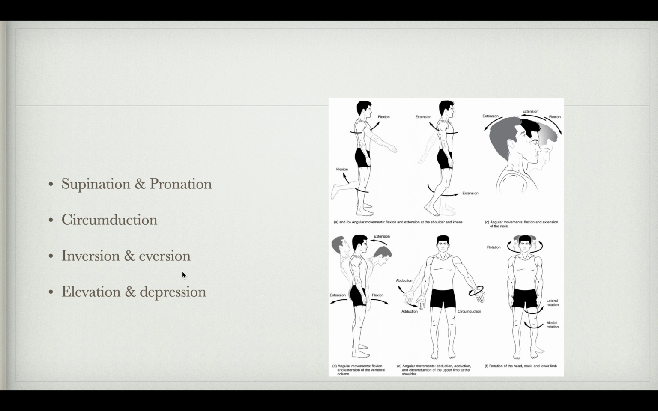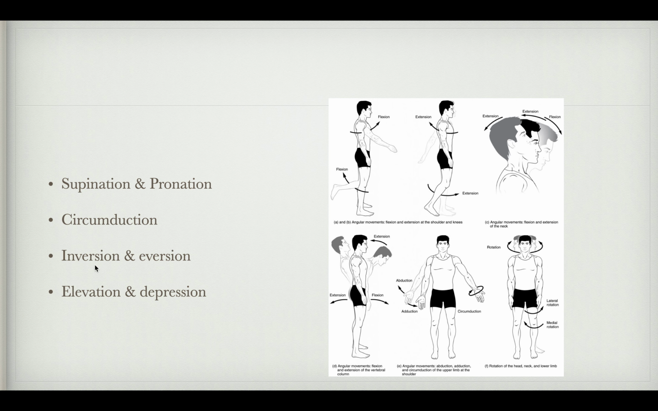More important motions are supination and pronation. Supination is when you rotate the forearm so the palm is facing superior, or anterior. It's important for the anatomical position. So when you lie supine, you lie on your back and your hands are facing upwards. When you are prone, you are face down. Circumduction is a cone-like motion, as you can see here.